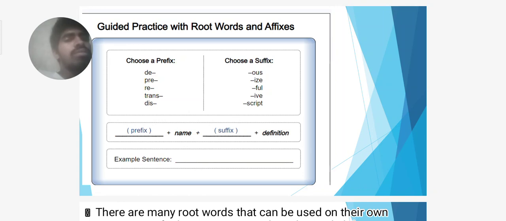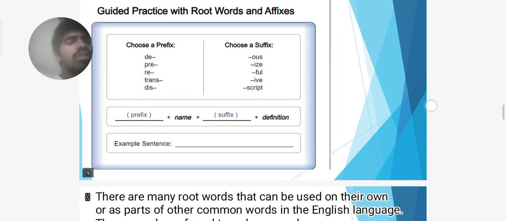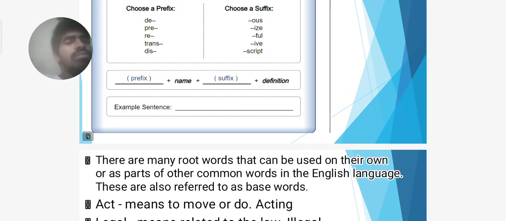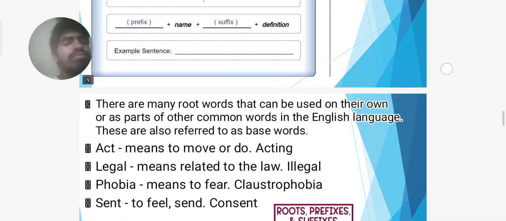So for example, prefix dis. How can we create words with prefix dis? Name. Suffix. What is a suffix? Discontinent. Delightful. So like this we can create some other words. Pre: preservance, present. And here, ous: superstitious. Script: descript. So like this we can create examples with sentences.